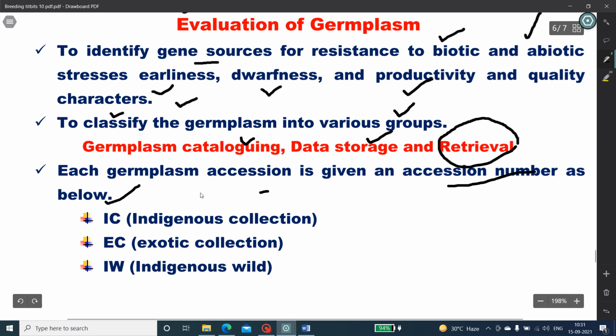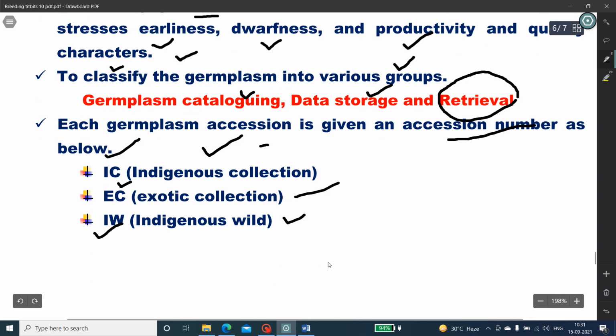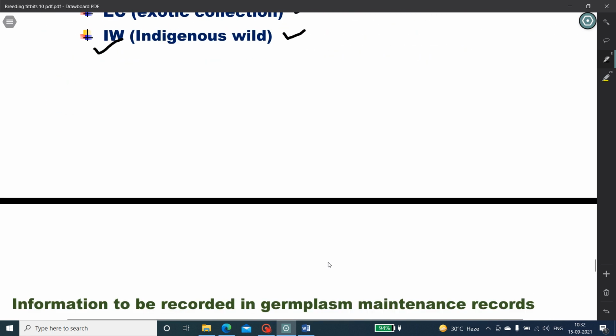IC means indigenous collection, that is the local collection, Indian collection. EC means exotic collection, that is a foreign collection. IW means indigenous wild collection. The wild relatives that are collected in India are given IW.